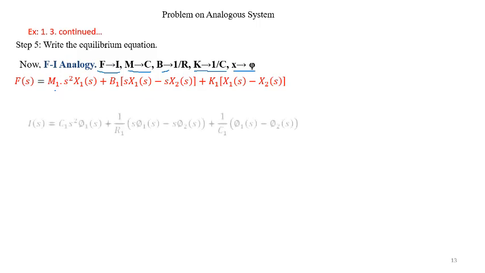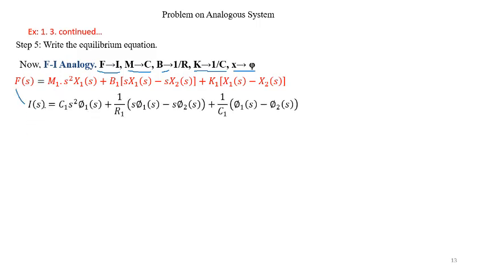Let's see that one. So here you can see F is replaced by I1 of s, M1 is replaced by C1, and s squared stays s squared, X1 of s is replaced by phi 1 of s. Similarly, B1 is replaced by 1 by R1, and s X1 of s is replaced by s into phi 1 of s. Similarly, here you can see s X2 of s is replaced by s into phi 2 of s, and K1 is replaced by 1 by C1, X1 of s is replaced by phi 1 of s, and X2 of s is replaced by phi 2 of s.